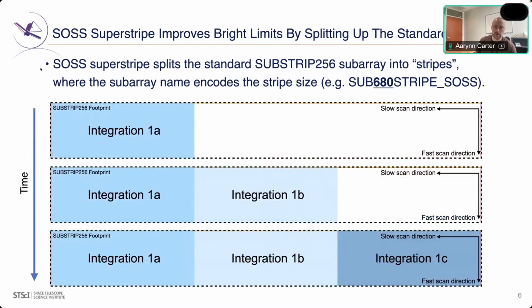It splits our standard subarray into these stripes, and the subarray name encodes the size of the stripe. The way the observation will happen is that we will move throughout this nominal stamp size, perform one integration on a subsection or stripe of the subarray, complete that integration, and then move to the next one, until you've filled out the whole original subarray. Then we will repeat the process. It's slightly different to the regular readout, but that's generally the format. And this is really what improves that bright limit. We're reading out less of the detector, so we can do it much faster, and that means we're not going to saturate as quickly.